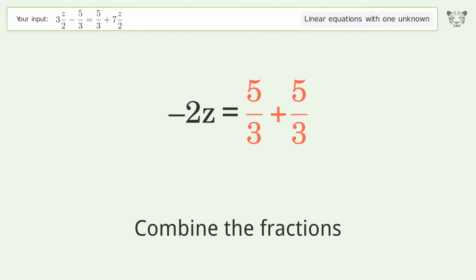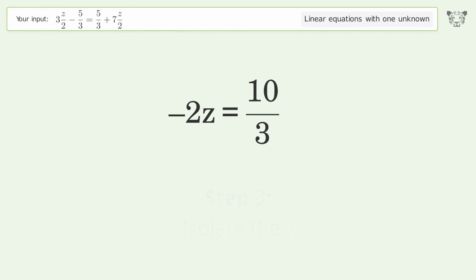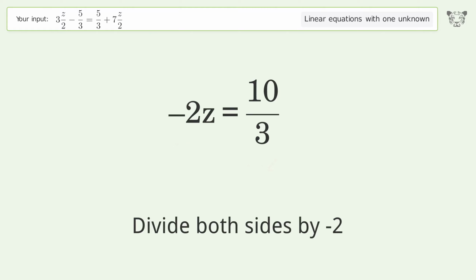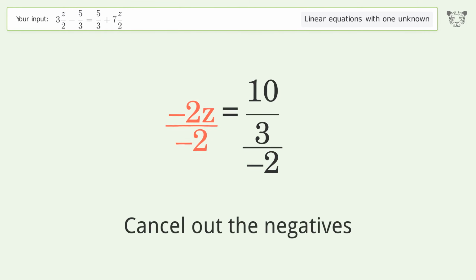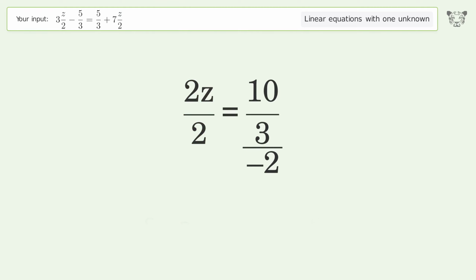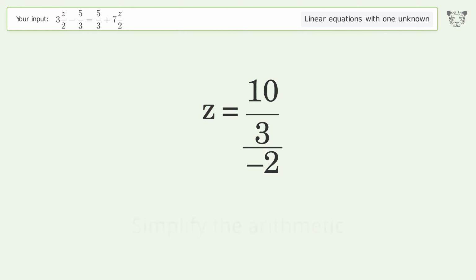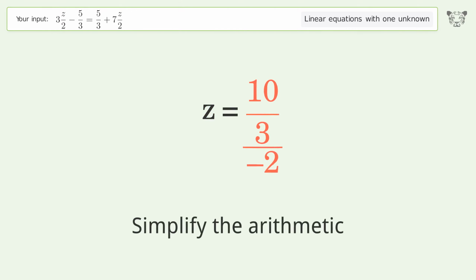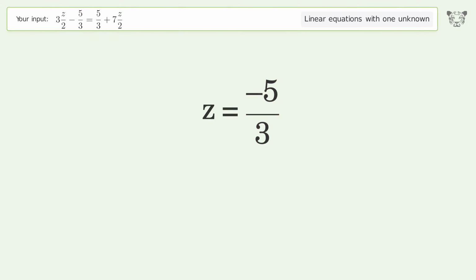Combine the fractions. Combine the numerators. Isolate the z. Divide both sides by -2. Cancel out the negatives. Simplify the fraction. Simplify the arithmetic. And so the final result is z equals -5/3.